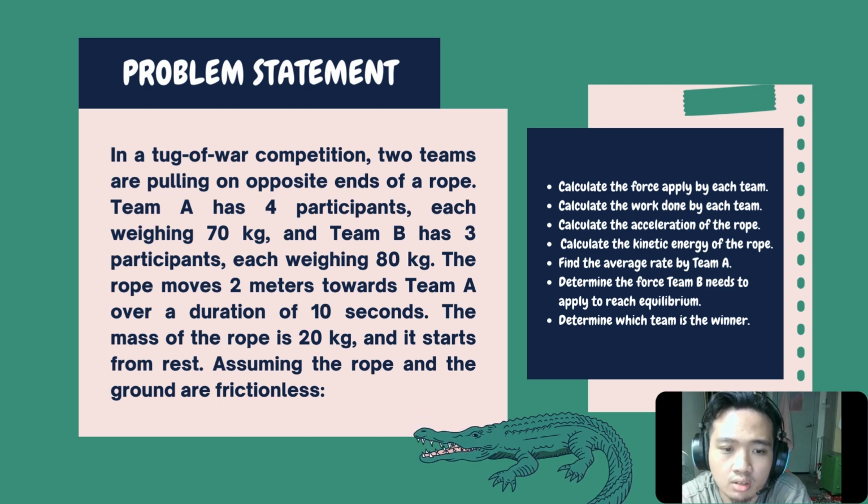So first we need to calculate the force applied by each team. Then after that, we need to calculate the work done by each team. Next is the acceleration of the rope. And then we need to calculate the kinetic energy of the rope. After we calculate all of that, we need to find the average power of Team A and determine the force Team B needs to apply to reach equilibrium. For the last one, we need to determine which team is the winner.